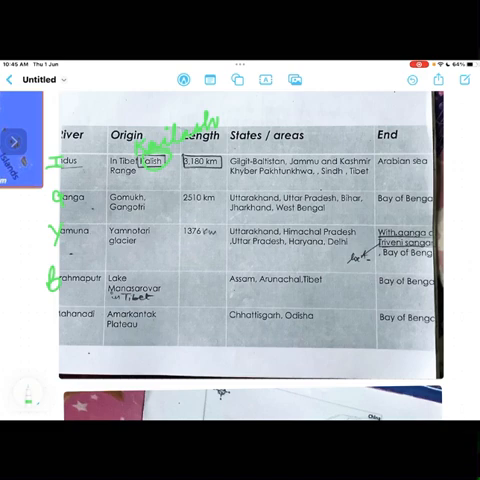Then I'll be talking about the Mahanadi. Mahanadi originates from the Amarkantak Plateau. The states it crosses are Chhattisgarh and Odisha, and the ending point is again the Bay of Bengal.